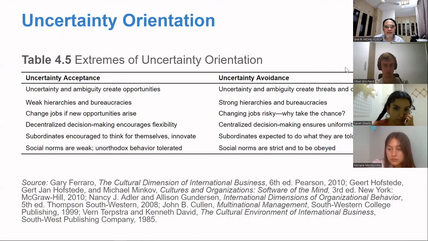You can look at the detail here. These are the different extremes of uncertainty orientation. With uncertainty acceptance, ambiguity creates opportunities. With uncertainty avoidance, they avoid uncertainty because uncertainty creates threats and challenges.